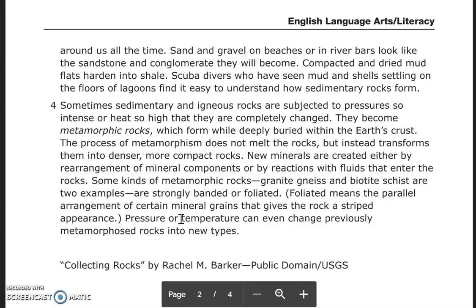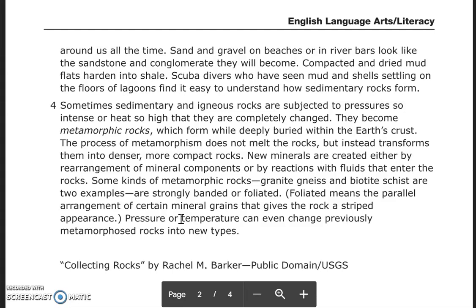sedimentary rocks form. Sometimes sedimentary and igneous rocks are subjected to pressures so intense or heat so high that they are completely changed. They become metamorphic rocks, which form while deeply buried within the Earth's crust. The process of metamorphism does not melt the rocks, but instead transforms them into denser, more compact rocks. New minerals are created either by rearrangement of mineral components or by reactions with fluids that enter the rocks.